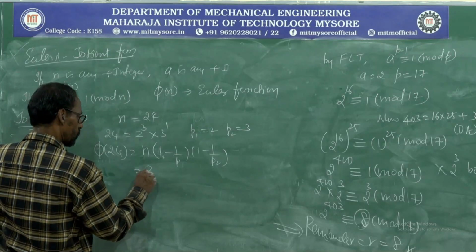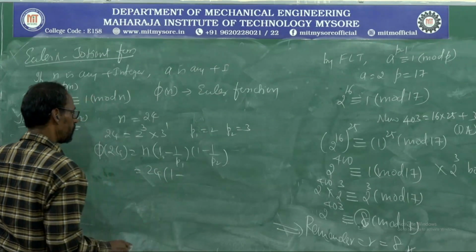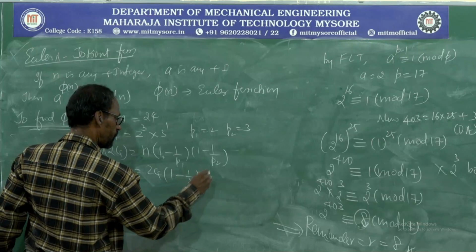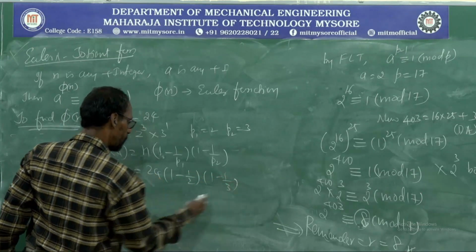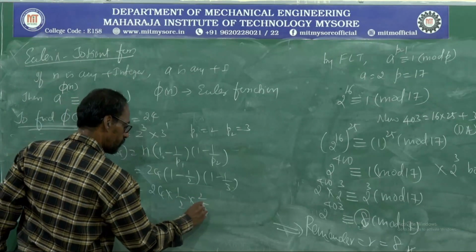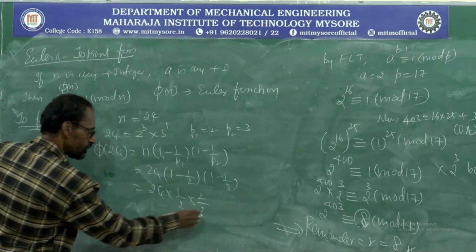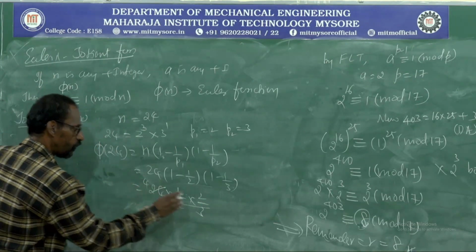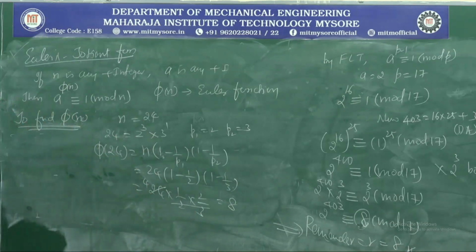That is equal to 24 times (1 minus 1/2) into (1 minus 1/3), that is 24 into 1/2 into 2/3. So it cancels to get 4, and the answer is going to be 8. This is phi of 24. I will show you one more example, case number 2. I want to find it for n equal to 360.